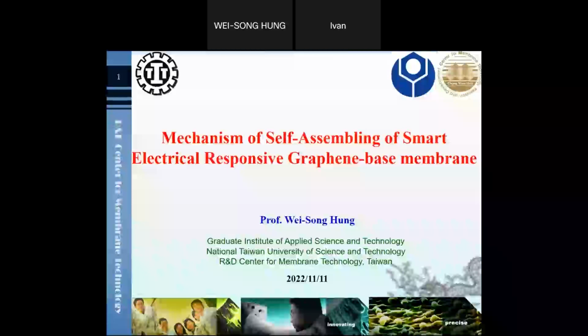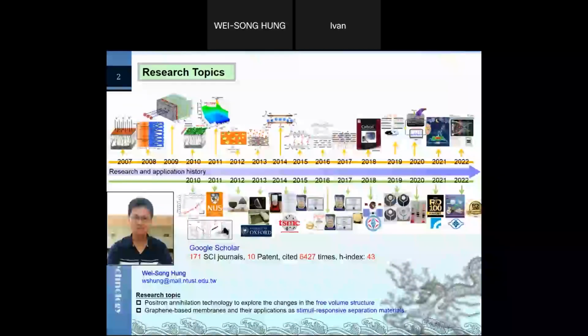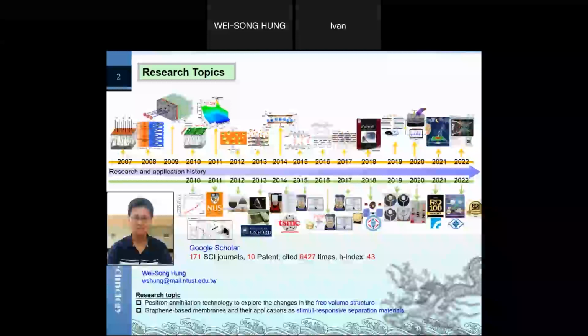Today I will introduce a membrane, and this membrane will include the material graphene. Graphene material is very popular in recent years, and we're also talking about the electrical response property of these membranes. So in the first slide I will talk about my research topic.